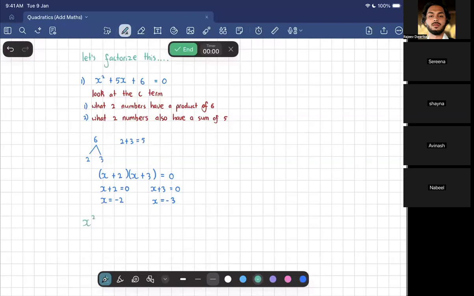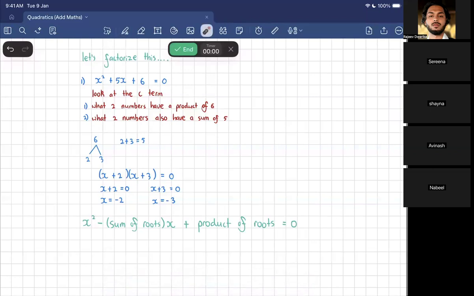So it would be x squared, right? Look how I'm doing this carefully. It's going to be x squared minus the sum of the roots, right, plus the product of roots, and that is going to be equal to 0. You're probably wondering, well, where am I going with this? Serena, you fully understand this concept, right? How we get the 2 and the 3.